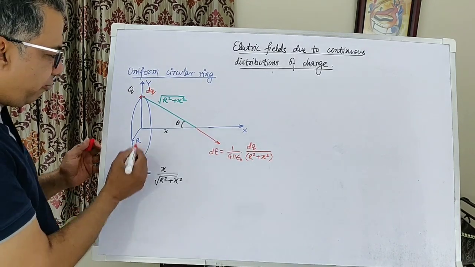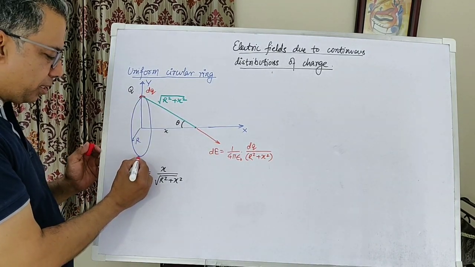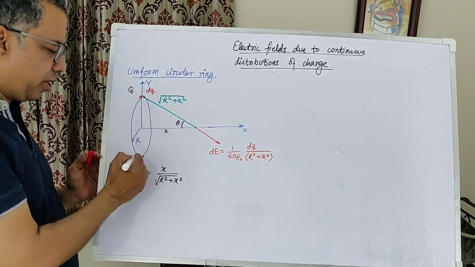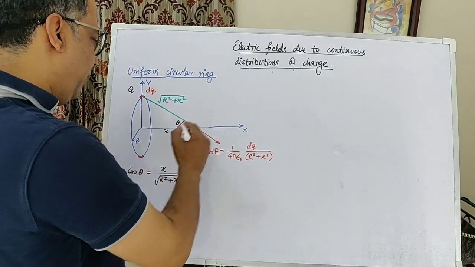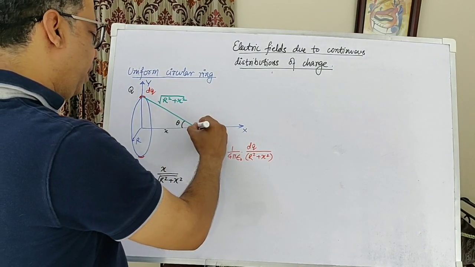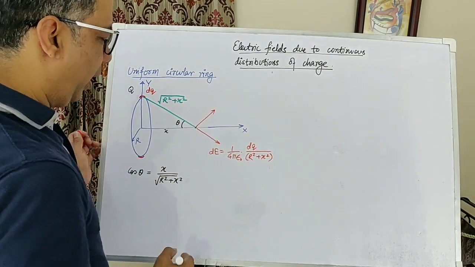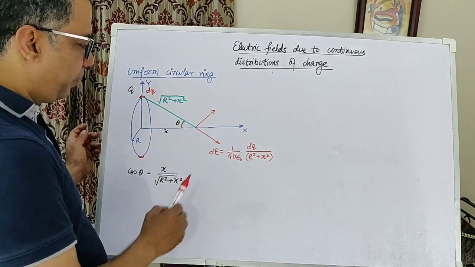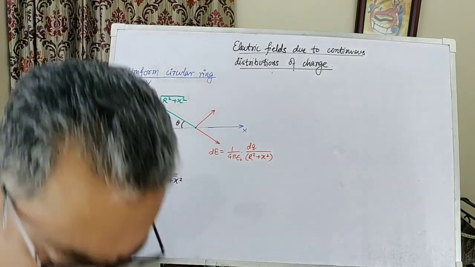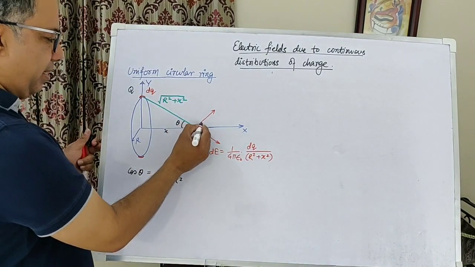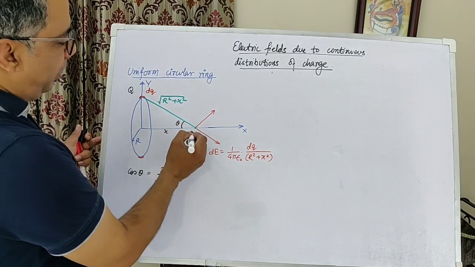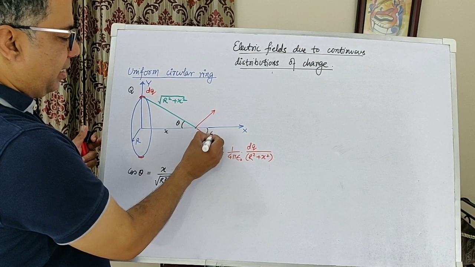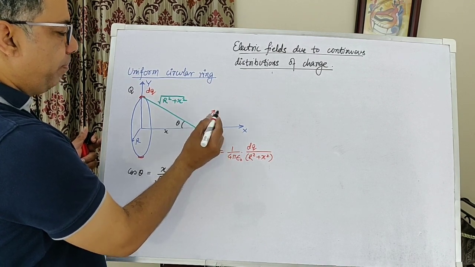For instance, if you consider a diametrically opposite element here, having the same magnitude of charge dq, then the electric field due to that element would be this way. It would have the same magnitude and it would have this direction. Now, the angles would be the same here and here. If this is theta, this angle is theta as well, and similarly this would be theta.